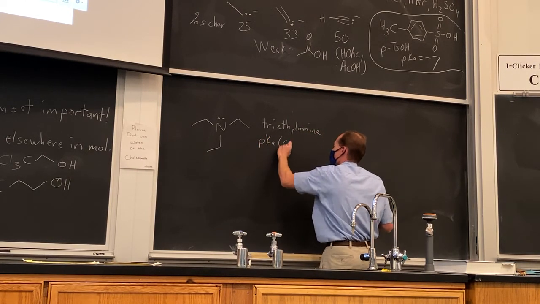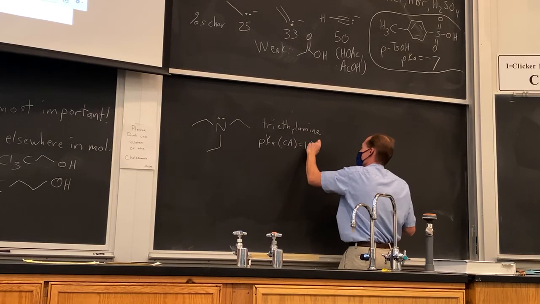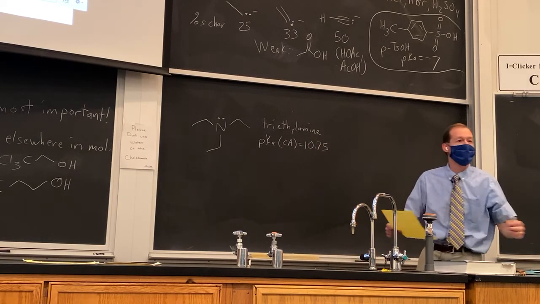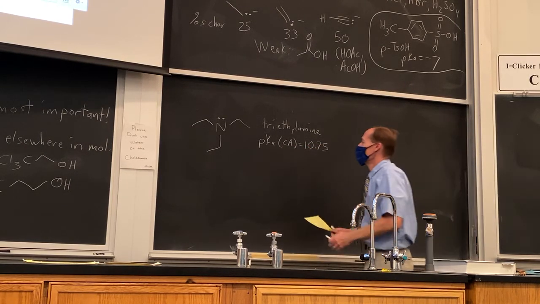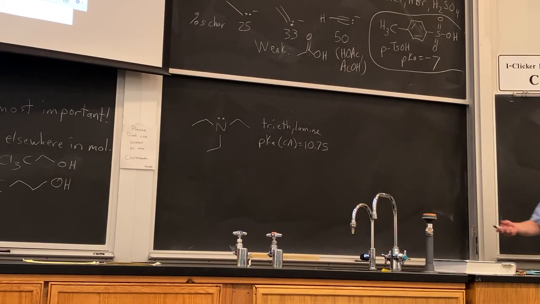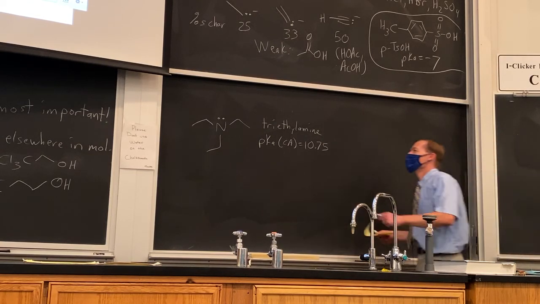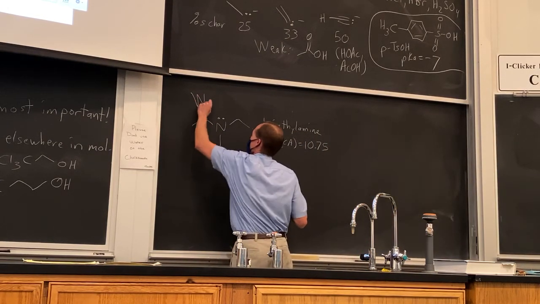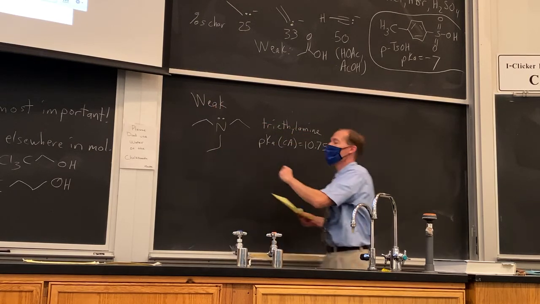pKa of the conjugate acid is 10.75. Okay? So that is the conjugate acid. You protonate this nitrogen, you get an ammonium ion. You get a weaker acid than water. Or sorry, I'm going to take that back. You get a stronger acid than water. Therefore, this is a weaker base than hydroxide. Okay? So amine bases such as triethylamine are very common weak bases in organic chemistry.